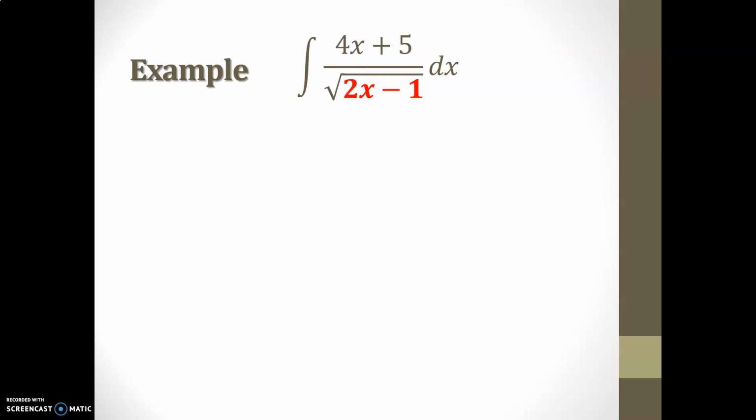In this last example, 4x plus 5 over the root of 2x minus 1, we've made the choice to replace u by 2x minus 1. Let's call it a leap of faith. Du has to fit with 2 dx, or du is equal to 2 dx.